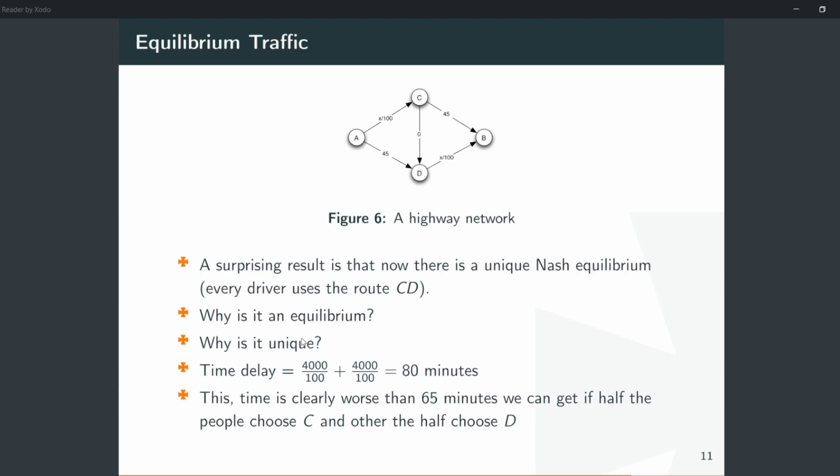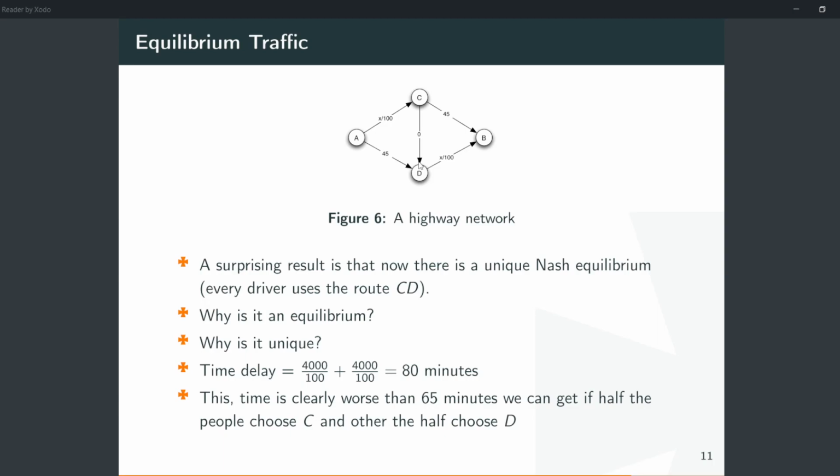But now see, if you calculate the time delay, it will come out as 80 minutes. And if you remember the 65 minutes that we calculated before, then even after adding a new road, we are at a loss. So that's how it seems that adding a road actually slows down the traffic.